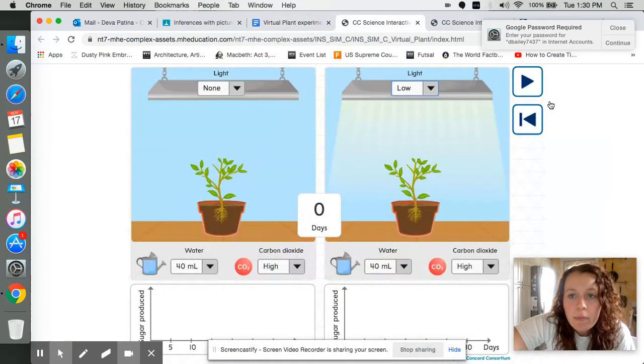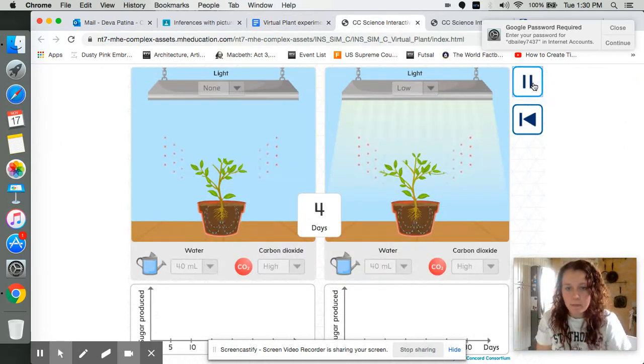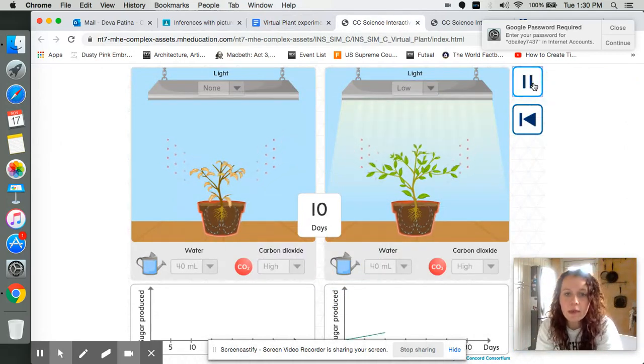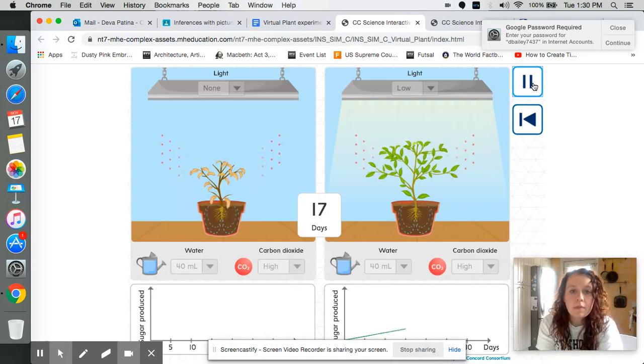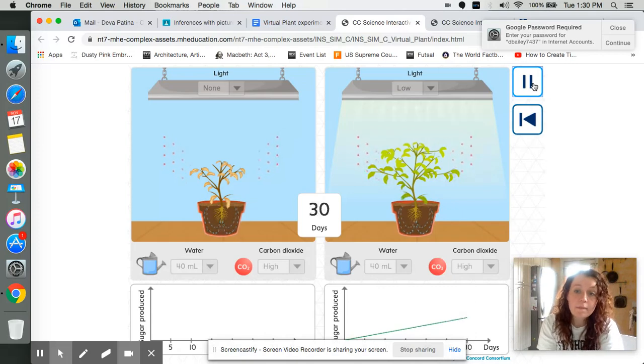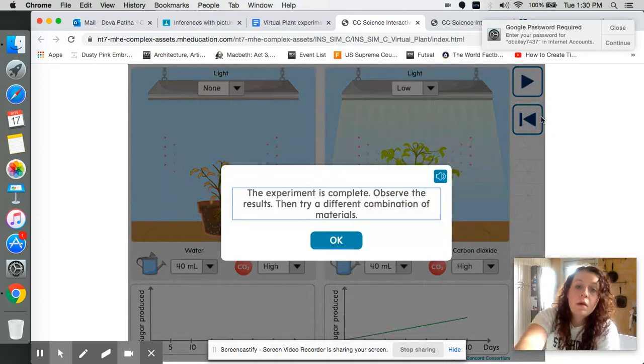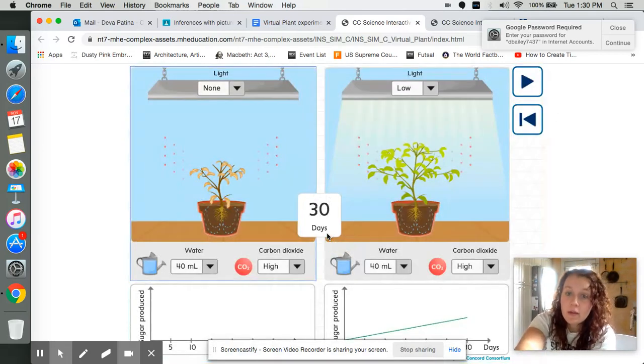Then I'm going to click play experiment and see which plant does better. So I'm going to let it run over its course of days here. And as you can see, one of the plants is doing better than the other. So as you can see, the plant on the right did better.